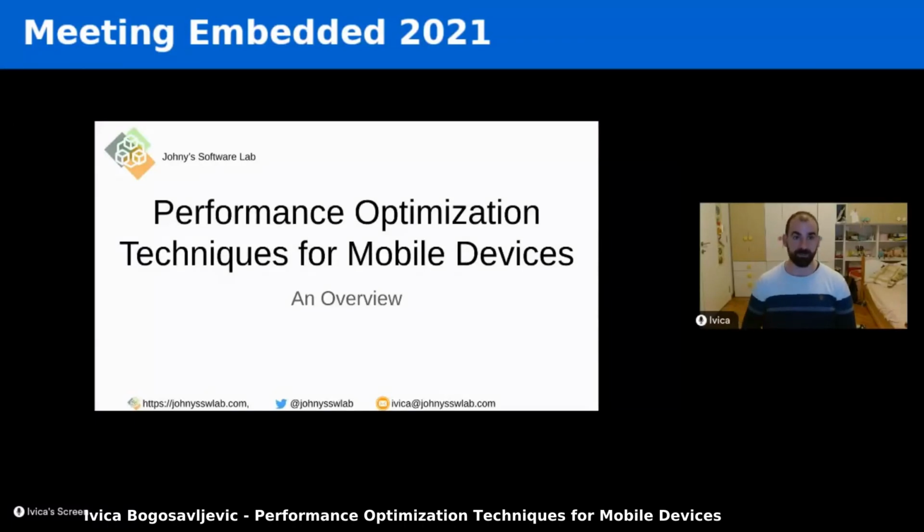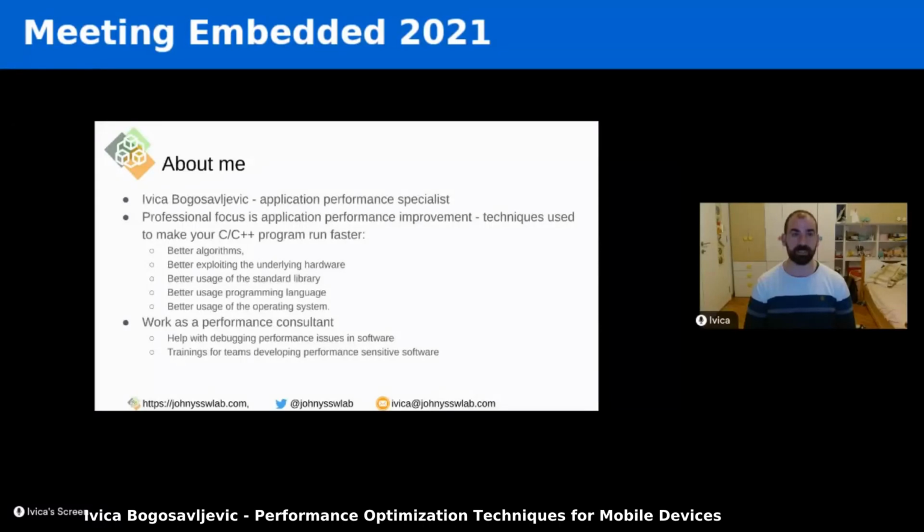So about me, I'm Ivica Bogosavljevic from Serbia. I'm an application performance specialist, and my professional focus is how to make programs run faster by utilizing better algorithms, better using the underlying hardware, using better programming language, standard library, or the operating system. I work as a performance consultant, so when people have problems with performance, I help them out to fix them, and I train teams when it comes to performance.